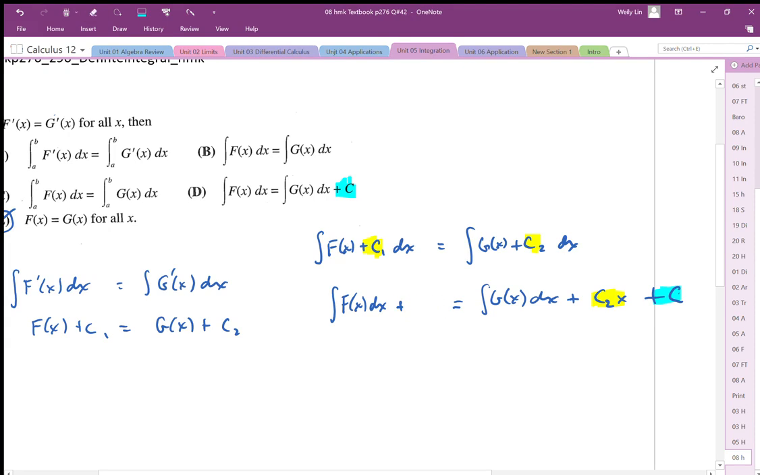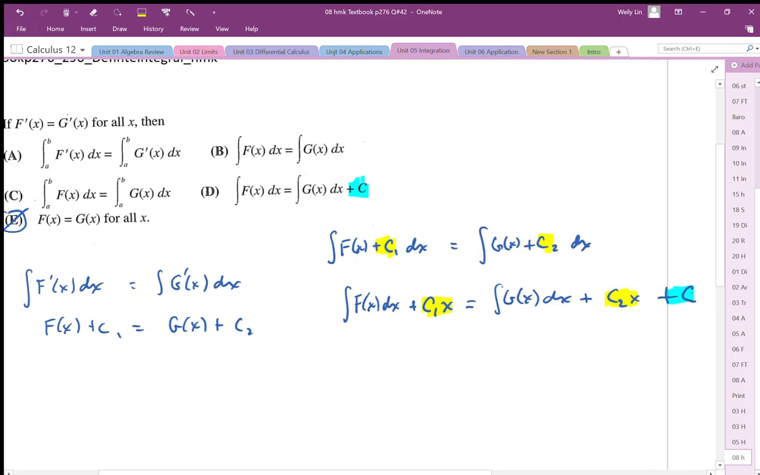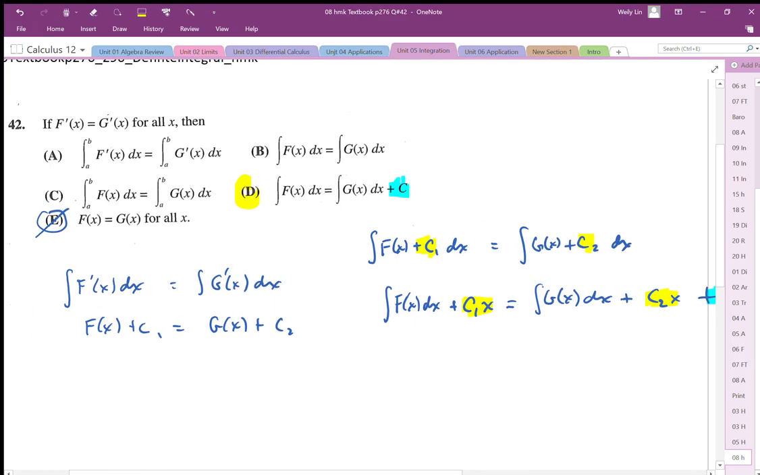I'm just going to clean this up a bit. This should be c1x, because the antiderivative of c1 becomes c1x, and the antiderivative of c2 becomes c2x. So although this plus c does accommodate this plus c here, it doesn't account for these extra plus cx's. So we're going to have to say that there's a contradiction when it comes to possibility D.